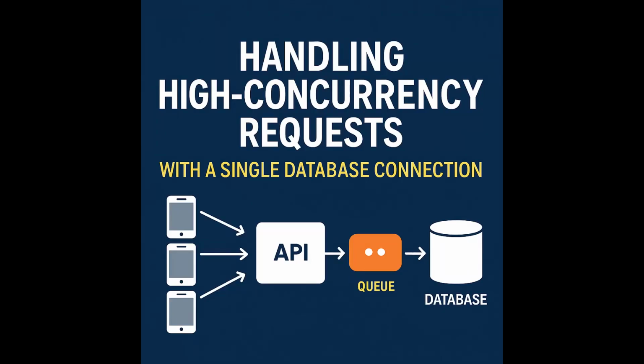In this video, we'll break down a high-concurrency system design problem where an API is used to capture votes from users, but must process them without timeouts, data loss, or scaling options.